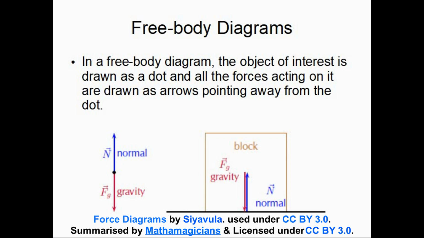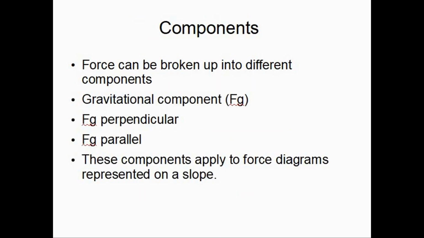Perfect. Now, let's go to the next slide, where I want to talk about components. There are three different components of gravitational force. One is the force of gravity. Another is the force of gravity that is perpendicular to the object, and there's a gravitational force which is parallel to the object. These components of gravity apply to objects that are on an incline or on a slope.